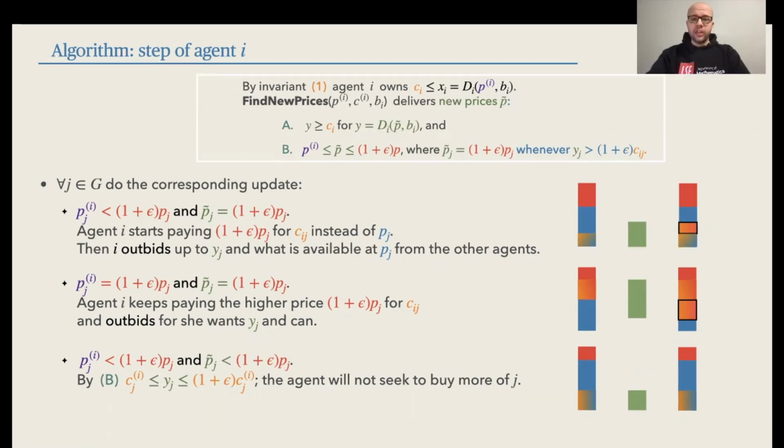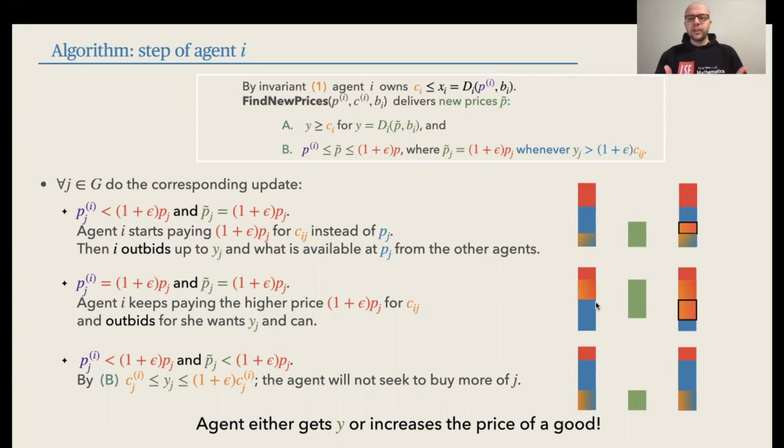But really the main message here is that if you look at all three cases, the agent either gets the Y part that she wanted under these new P tilde prices. That means she outbids for whatever she wants. And the only case when she doesn't get Y is because there was not enough of the blue part that she could outbid to get what she wanted. But in this case, the price of a good increased. So in each turn, the agent either gets what she wants or she increases the price of a good. And we will use this later in the analysis, but before we go there, I will mention that here is the second and I think the more important step for why the auction works.